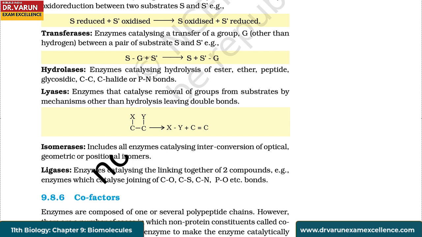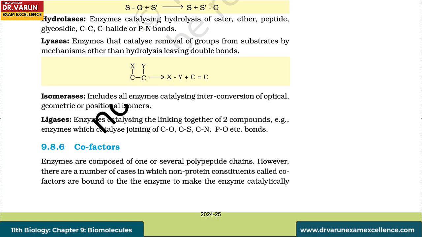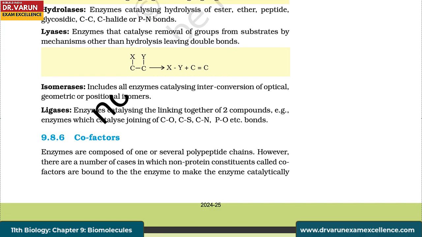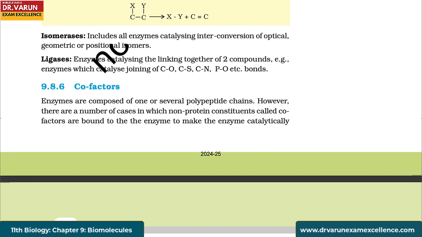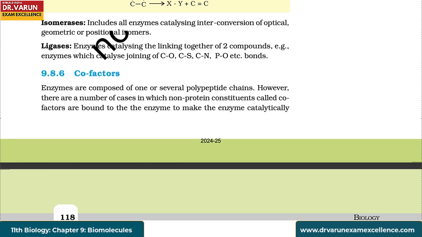Lyases: enzymes that catalyze removal of groups from substrates by mechanisms other than hydrolysis, leaving double bonds. Isomerases include all enzymes catalyzing interconversion of optical, geometric or positional isomers. Ligases: enzymes catalyzing the linking together of two compounds. Example, enzymes which catalyze joining of carbon oxygen, carbon sulfur, carbon nitrogen, phosphorus oxygen, etc. bonds. Cofactors: enzymes are composed of one or several polypeptide chains.